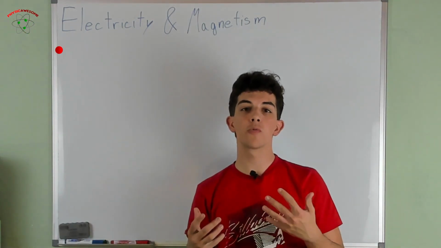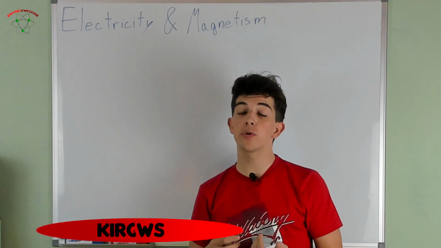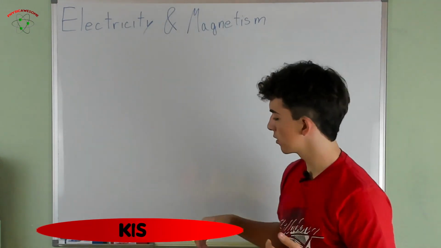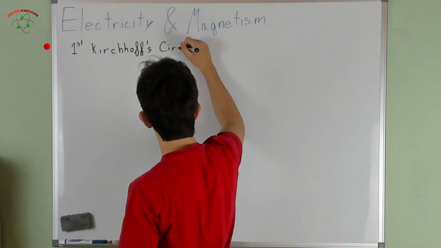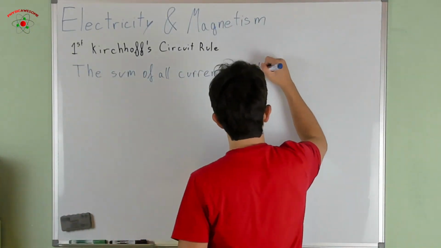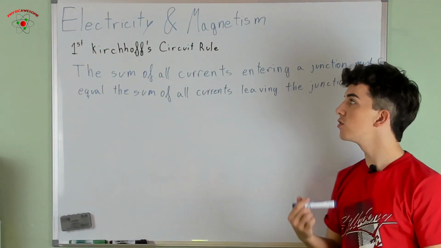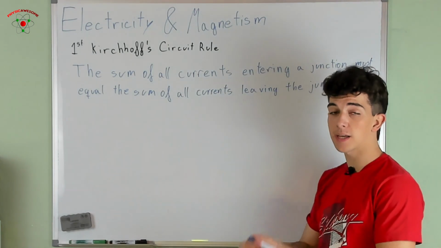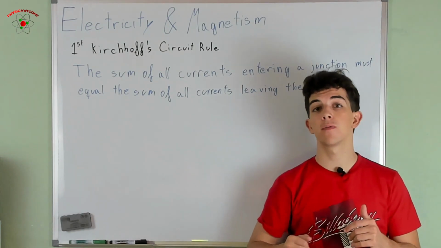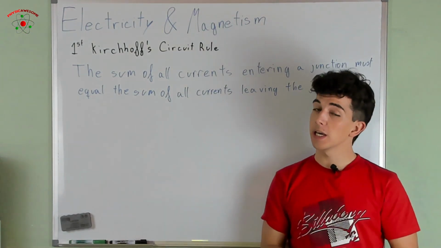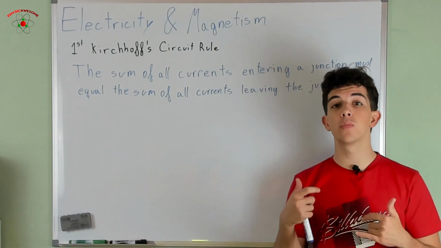Now we are ready to state Kirchhoff's circuit laws, which are really important when dealing with circuits. The first law, as we see, states that the sum of all currents entering a junction must equal the sum of all currents leaving the junction. If we think about it, this is no other than a statement about conservation of charge.